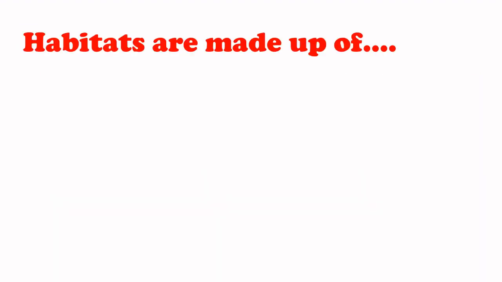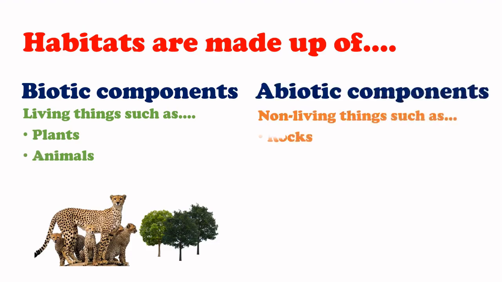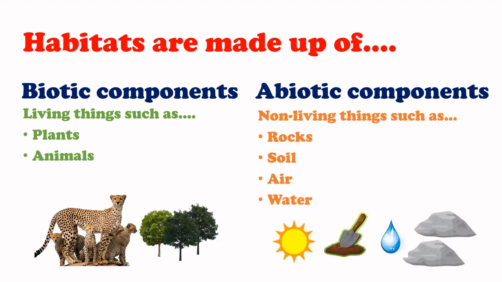So, in a particular habitat, the living things such as plants and animals are called its biotic components. And there are various non-living things such as rocks and soil and air and water in the habitat that constitute its abiotic components. Sunlight and heat also form the abiotic components of the habitat.